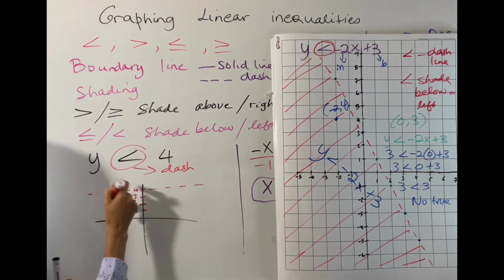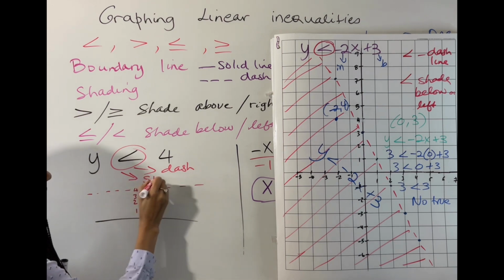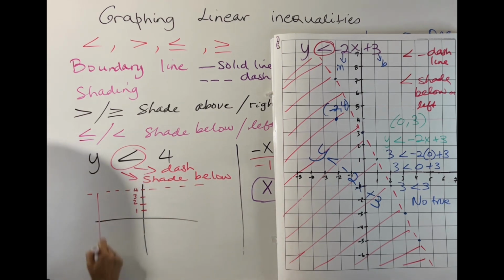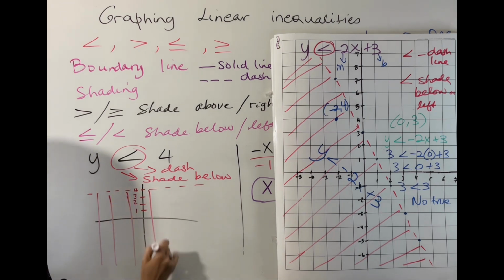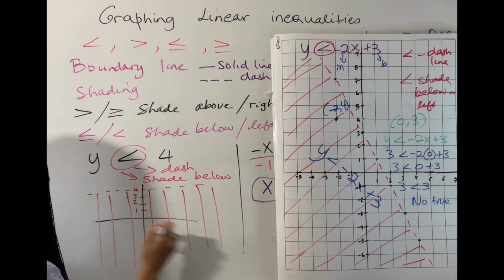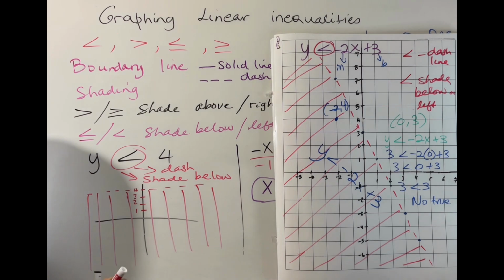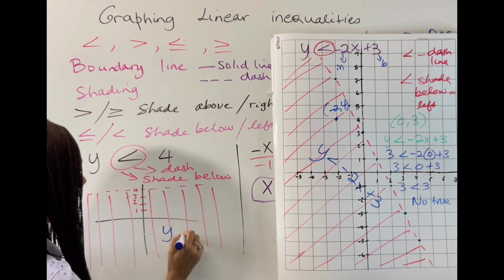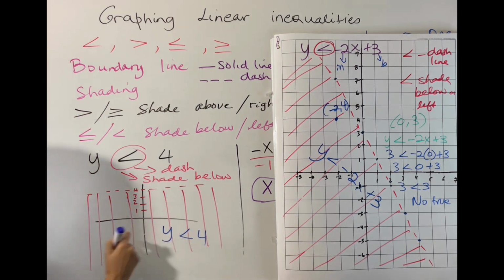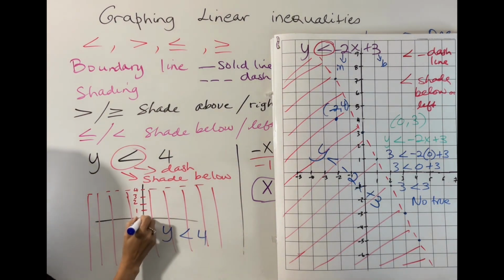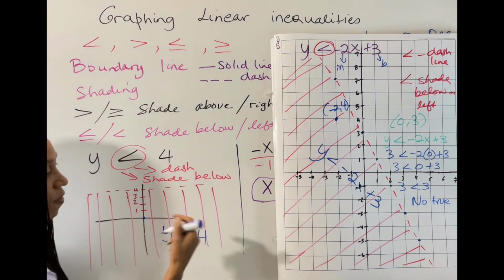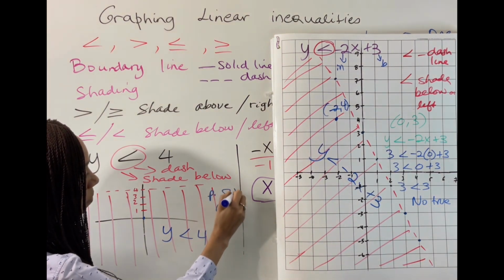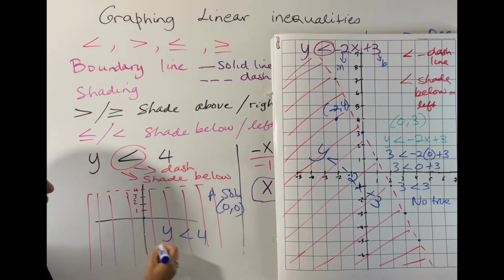And because it's less than, you are going to shade below. And you would simply go ahead and shade below. And once again, you would label this as y is less than 4, and you would choose a point anywhere within there. You can choose 0, 0. So if you choose 0, 0 as your possible solution, then you can test it.